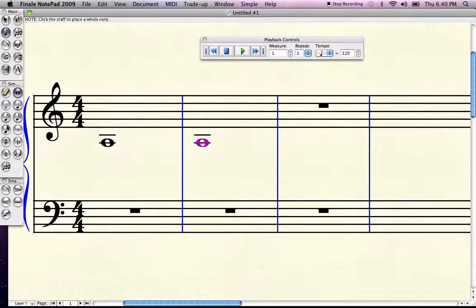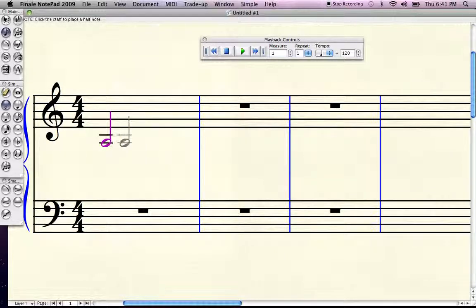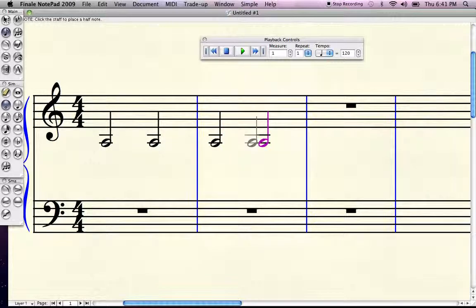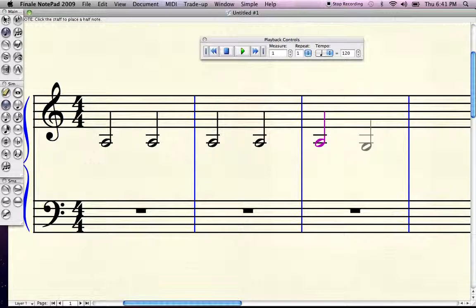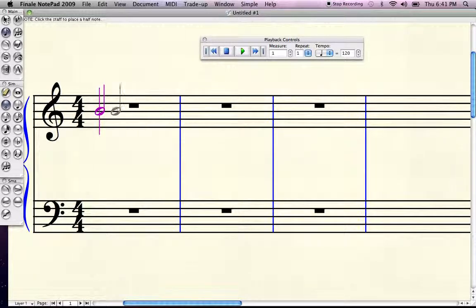So let's take this out, and let's look at half notes. Okay. Let's pick a half note out of there. Where are the half notes? That looks like a half note. Okay, there you go. A half note would get 2 beats, 2 quarter note beats. 1, 2, 3, 4. So now we've gone over quarter notes, whole notes, and half notes.